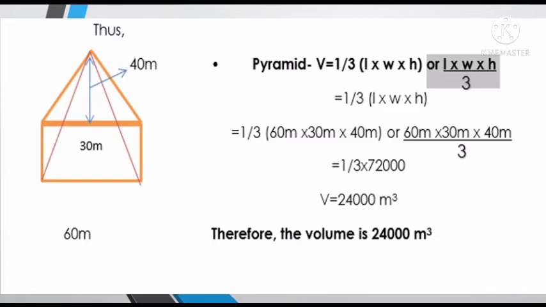So 60 times 30 times 40 equals 72,000 meters, and you have to divide it by 3. So 72,000 times 1/3, or 72,000 divided by 3, equals 24,000 cubic meters, or m cubed. Therefore, the volume is 24,000 m cubed.